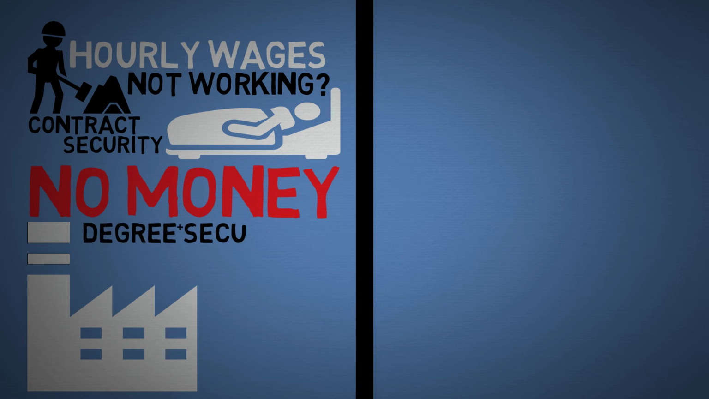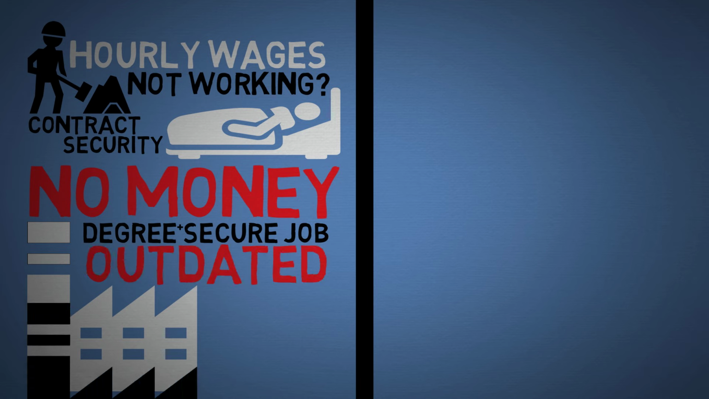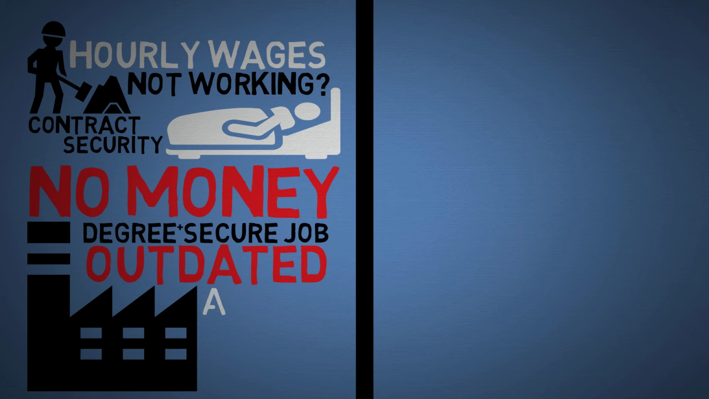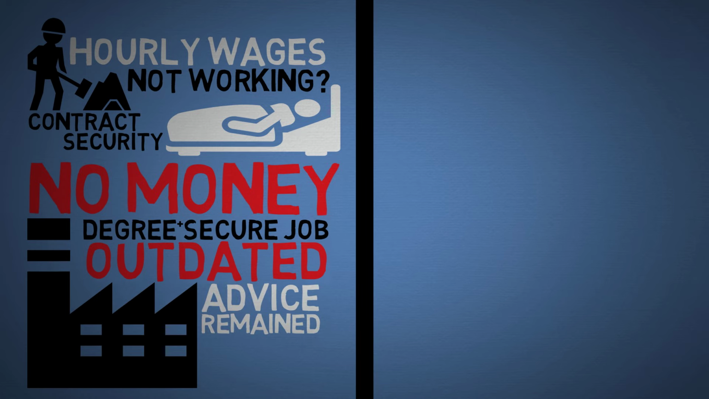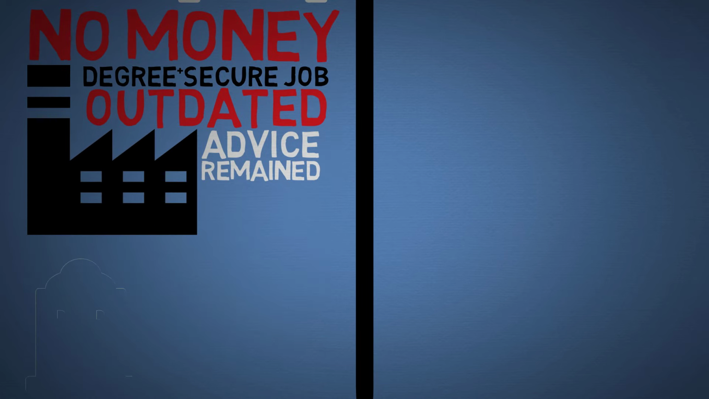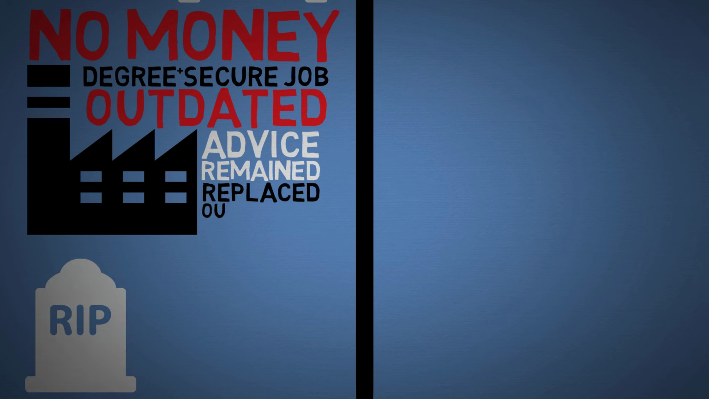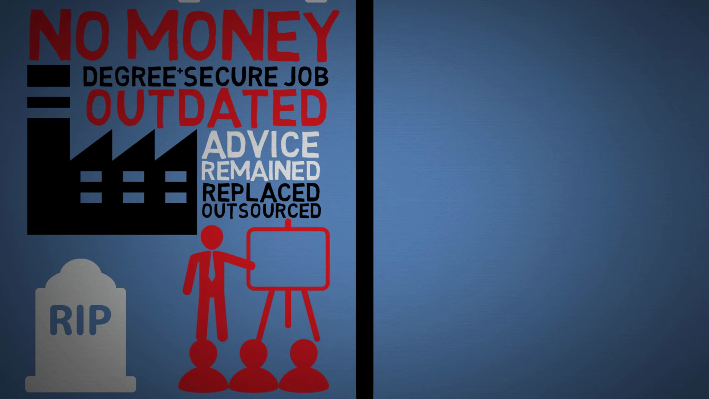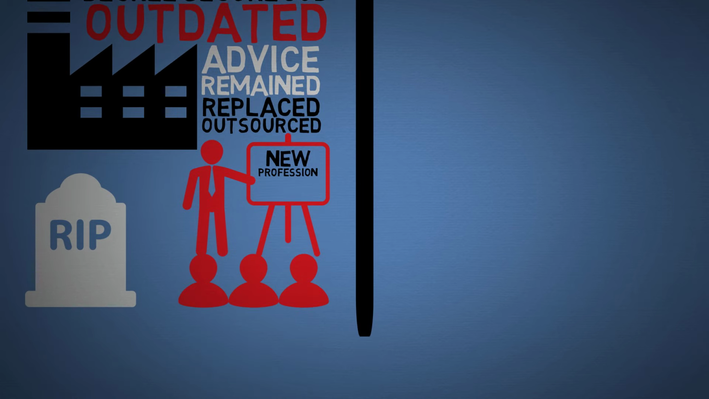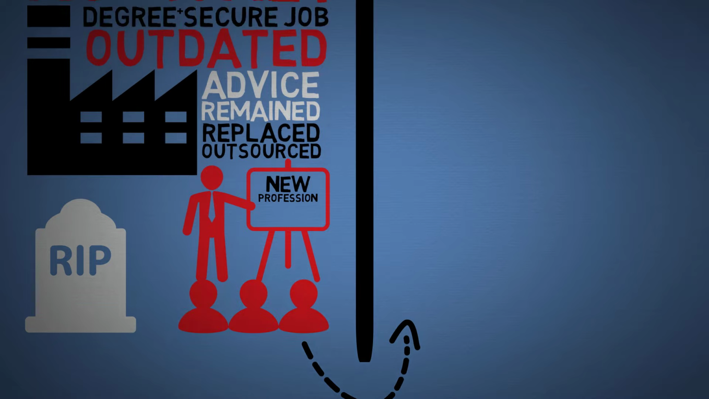Getting a college degree and a secure job was sound advice back then. The problem is, we're not living in the industrial age anymore. Times have changed, yet, for some weird reason, the advice remained the same. Many professions from the left side are slowly but surely dying. They get replaced through technology or outsourced to another country. Eventually, people have to go through education again and find another profession. So why not use this opportunity to educate yourself on the right side instead of remaining on the left side?